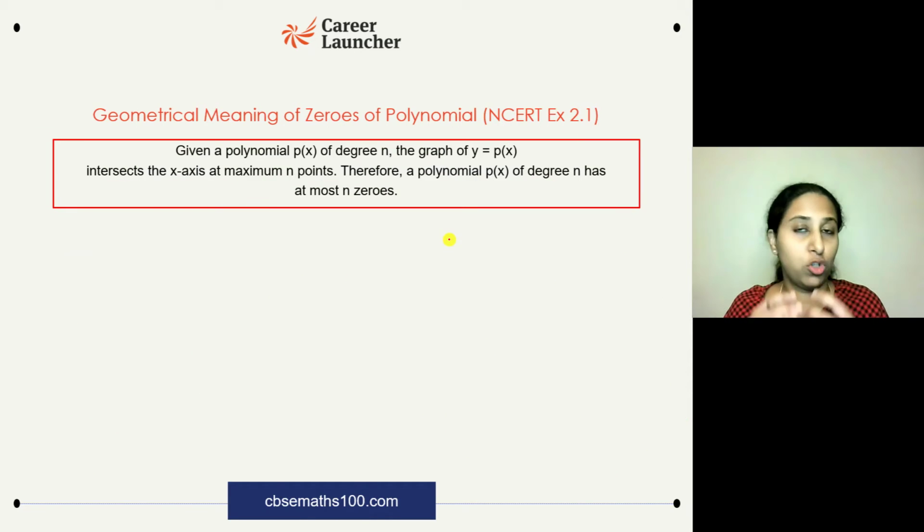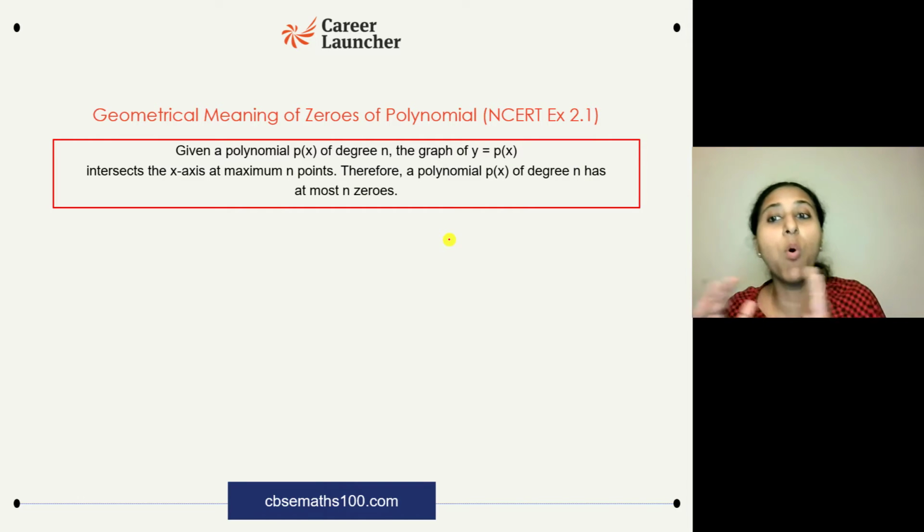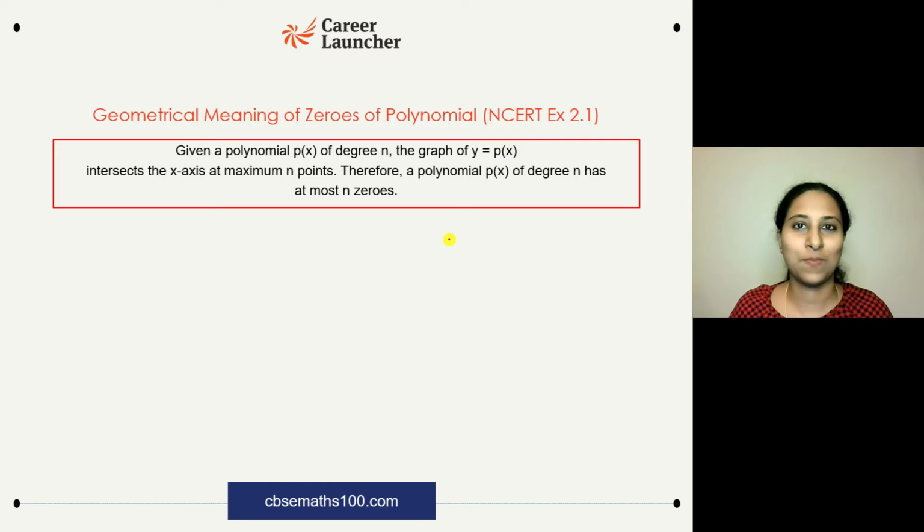Now, the new thing which you have learned this year is the geometrical meaning of zeros of a polynomial. This comes in NCERT exercise 2.1. Given a polynomial p of x of degree n, the graph of y equals p of x intersects x-axis at maximum n points. Therefore, a polynomial p of x of degree n has at most n zeros.